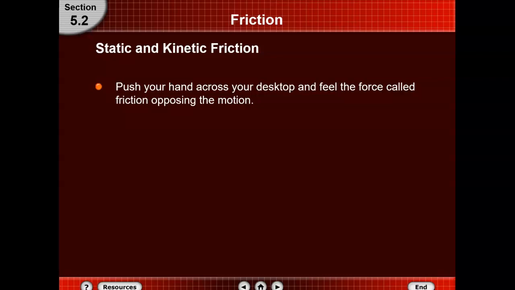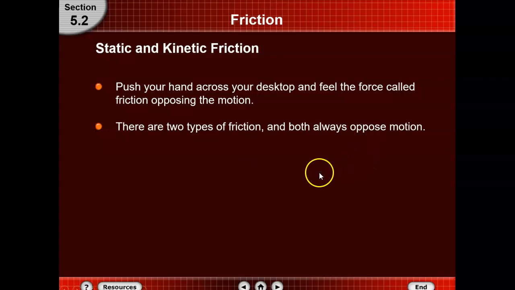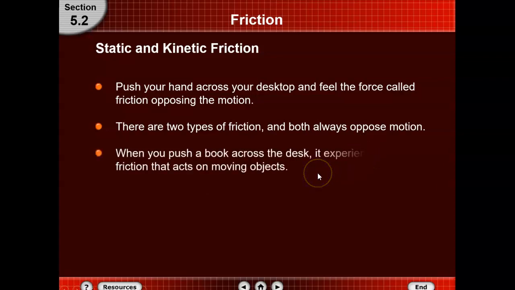So, if you imagine when you push your hand across a desk, you can feel some force of friction opposing it. Friction always acts in the opposite direction of what something is moving. Okay. So, there's two types of friction, and again, they both always oppose the direction that you're moving.